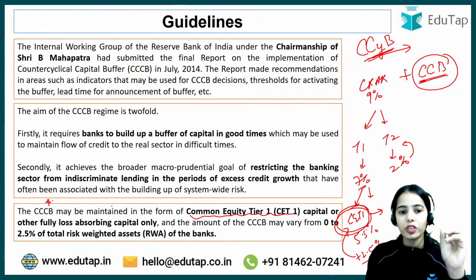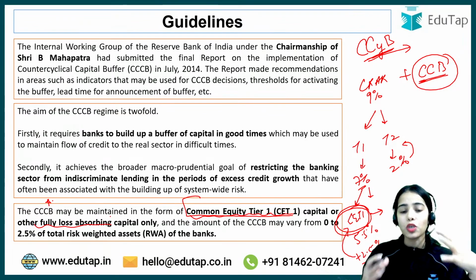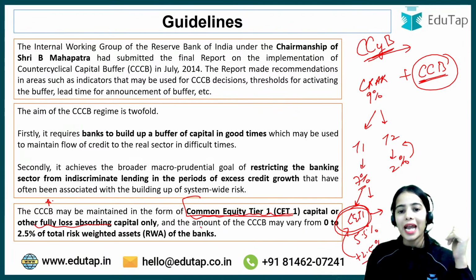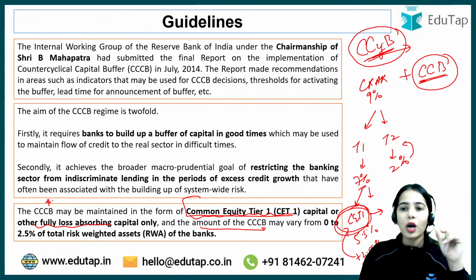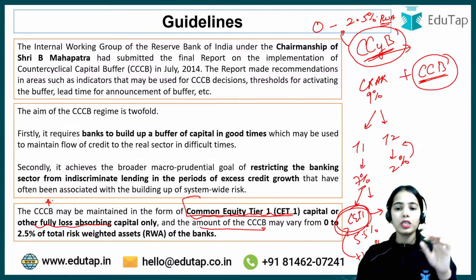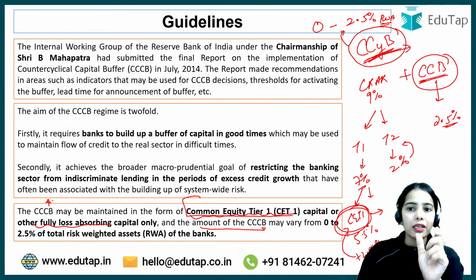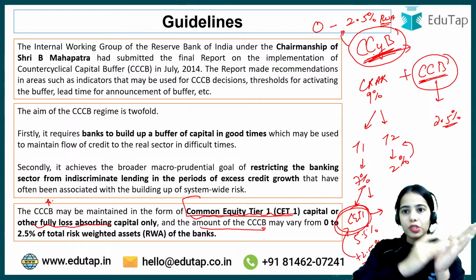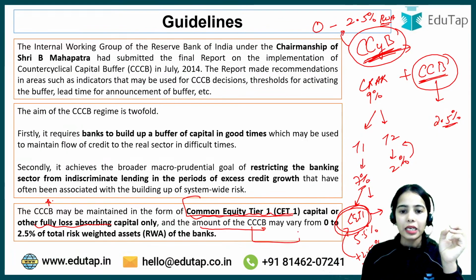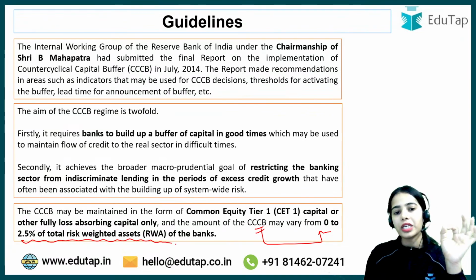So the counter cyclical capital buffer may be maintained in the form of common equity tier 1 capital or other fully loss absorbing capital, the most liquid kind of capital only, and the amount of CCyB can be in the range of 0 to 2.5% of the risk weighted assets. Like the capital conservation buffer, which has a set percentage of 2.5%, the counter cyclical capital buffer can be in the range of 0% to 2.5% of the total risk weighted assets of the banks.